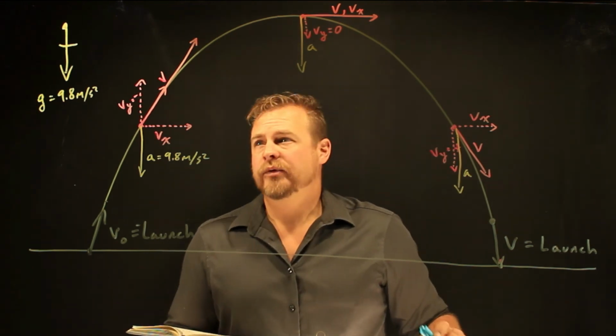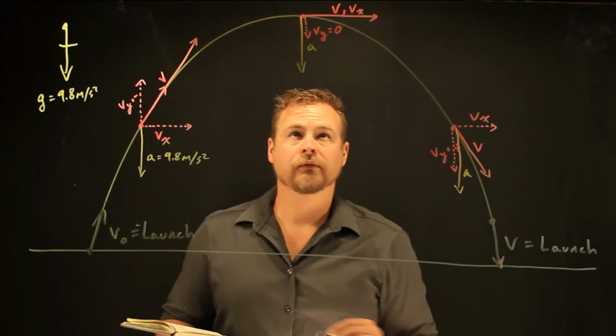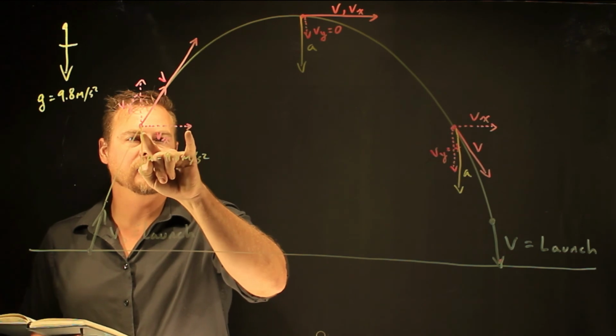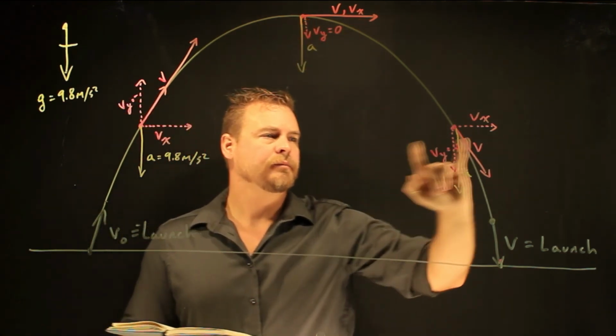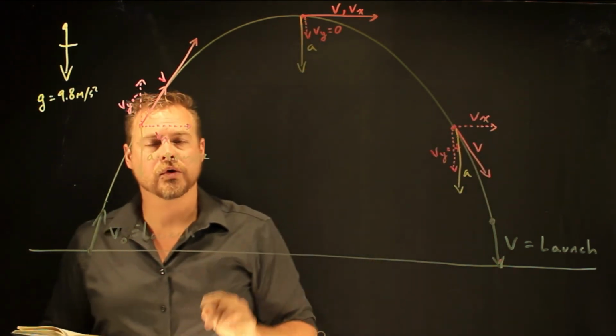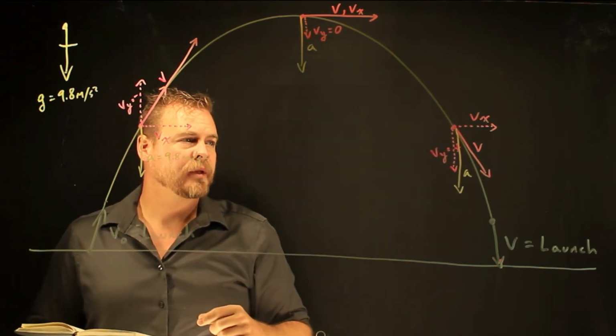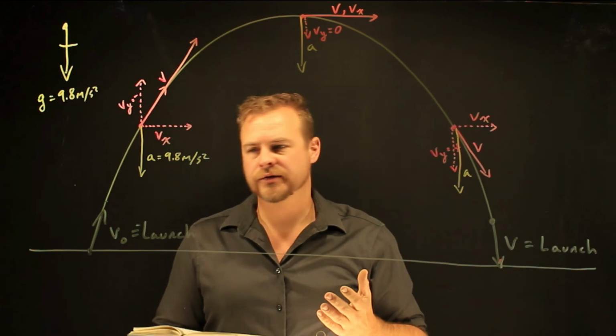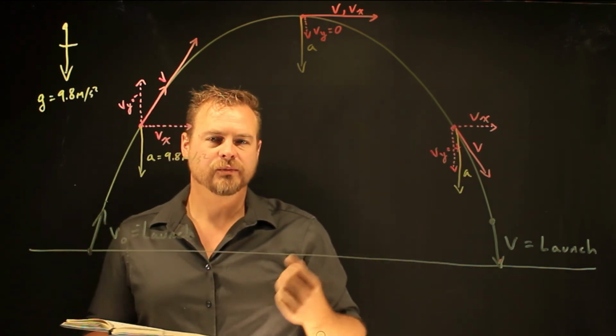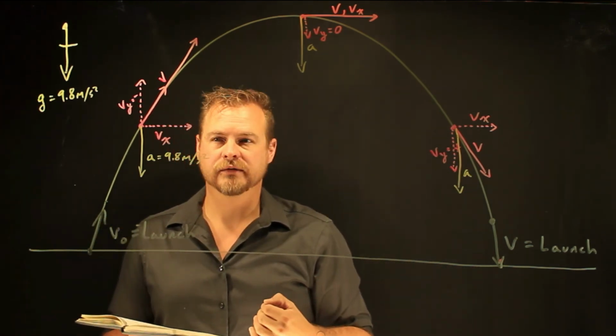Now the other thing that we should mention for this is that the v sub x is the same at each position. So all of the x-dimensional components stay the same, if you ignore air resistance, which you can for relatively small objects and objects that move relatively slowly.